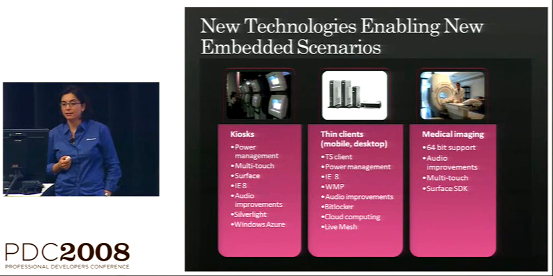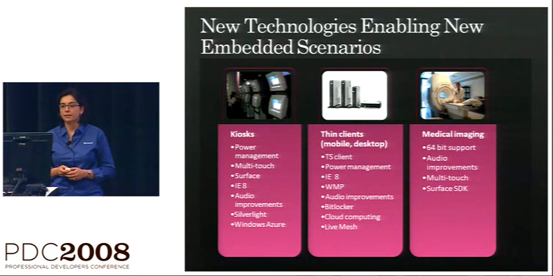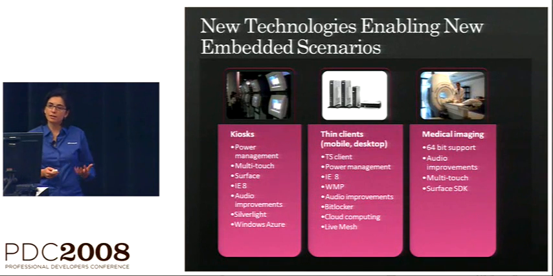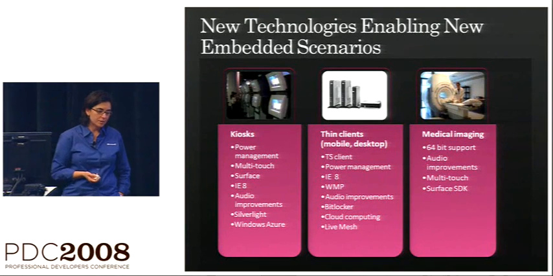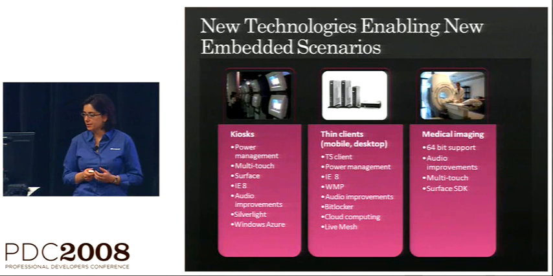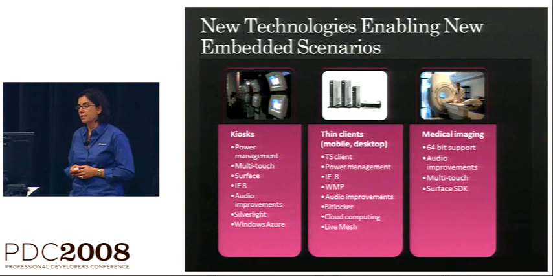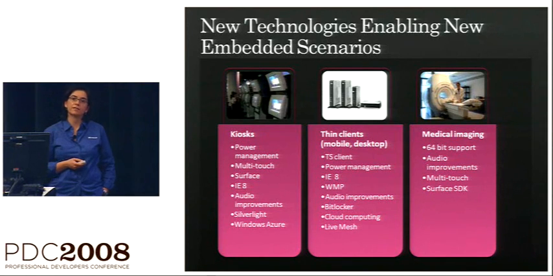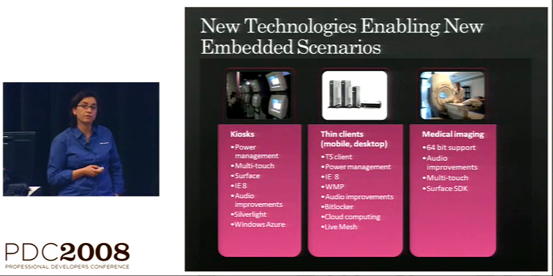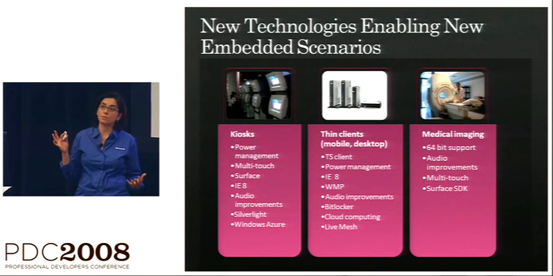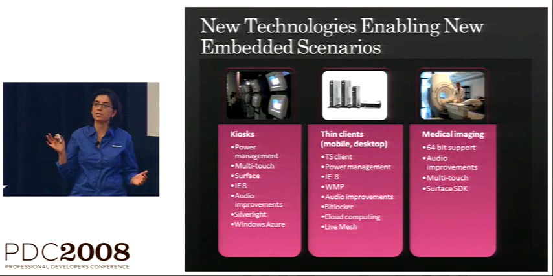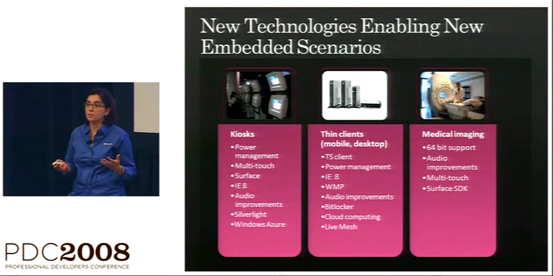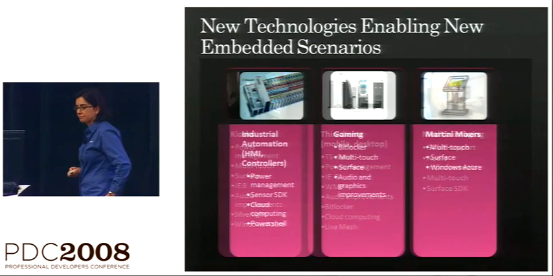Now, multi-touch, well, I don't know if I need to say much there. It starts a new generation of interactivity with kiosks. Same thing on thin clients, and by thin clients, I'm talking about both mobile and desktop thin clients. I've talked about it quite a bit. Medical imaging, same thing there. One interesting aspect of Windows 7 for medical imaging is that it supports 64-bit, which enables the large address space that's required for manipulating large images that, let's say, an MRI machine or an X-ray machine often needs to manipulate and store.